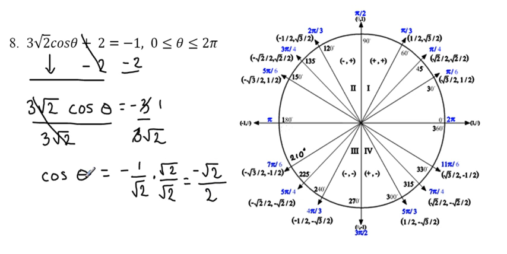What we need to do is look where we have an x value of negative radical 2 over 2, and the first place we see that is in the second quadrant at 135 degrees, so our first answer will be 135 degrees, and the second place we see that we have an x value of negative radical 2 over 2 will be at 225 degrees. So our two answers for this problem are 135 degrees and 225 degrees.